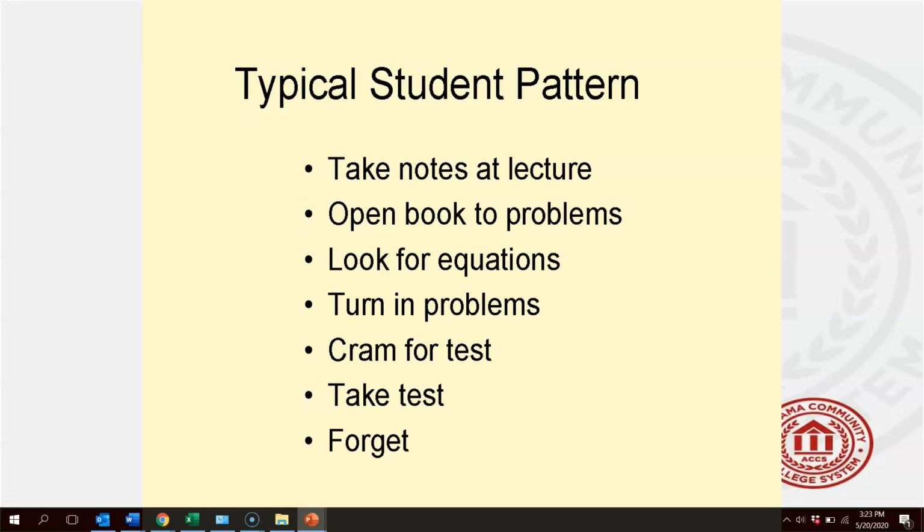We say the typical student pattern is, they take notes, they open the book to problems, they look over equations, turn in the problem, cram for the test, take a test, and then forget. You know this because when a student comes in a course, one of the most common comments is, well, who did you have before this course? Who in the world taught you before this one, especially in a subsequent type course? We always ask about who they had before. We can't have that many ineffective teachers running around.